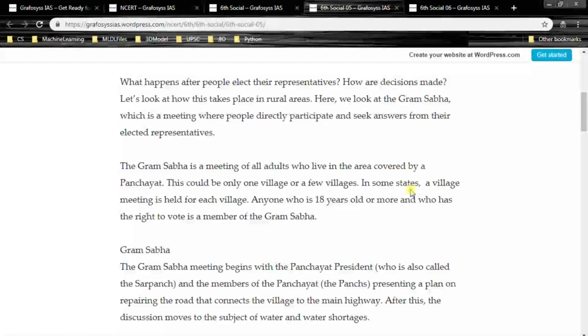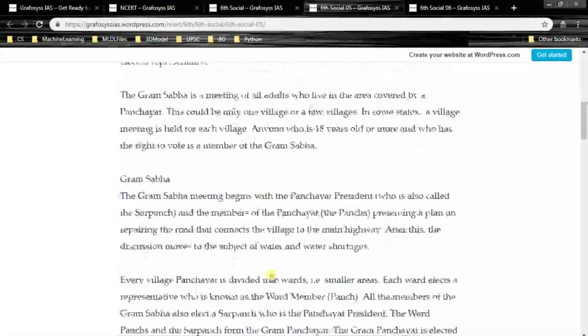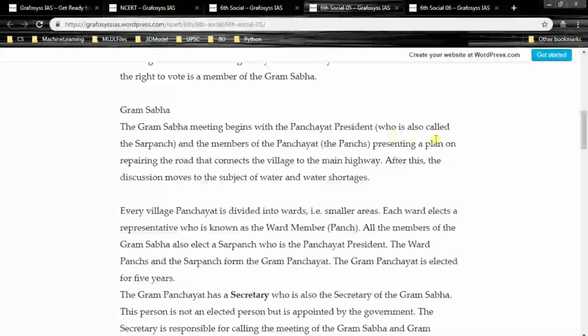The Gram Sabha is a meeting, a village meeting, covered by a panchayat. It could be only one village or a few villages. The Gram Sabha meeting begins with the panchayat president, who is also called Sarpanch. So panchayat president is equal to Sarpanch, and the members of the panchayat, the Panchs, present a plan on repairing the road that connects the village to the main highway.